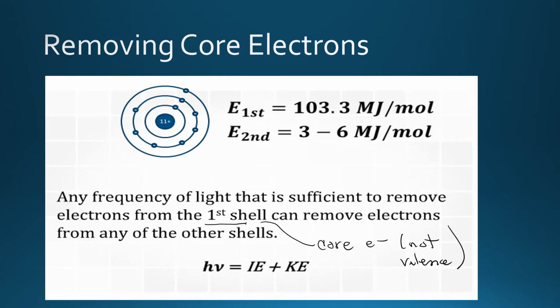So if you look at the numbers, we have the energy needed to remove electrons in the first energy level is 103 megajoules per mole. Look at how much less it takes to remove the electrons from the second energy level. So that's kind of the premise behind this.